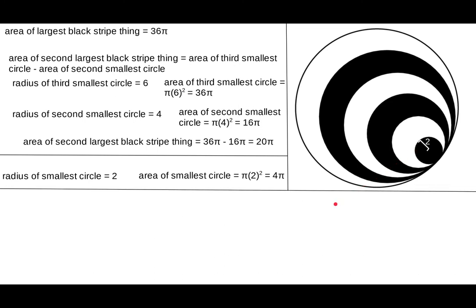Like earlier, we got 36 pi right here. This one was 20 pi and this one was 4 pi. To find the total black area, we add. So 36 pi plus 20 pi plus 4 pi equals 60 pi. So the area of all the black portion combined is 60 pi. The area of the full circle, we know that was 144 pi, the total area.